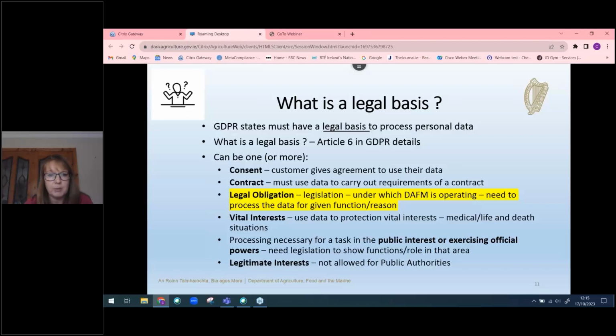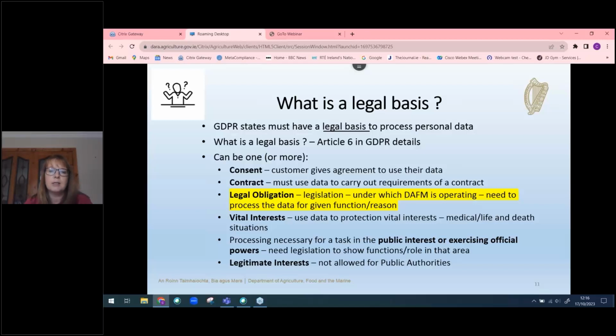For example, payment schemes, registrations, anything like that where we're gathering personal data, there is usually legislation behind that dictating what we must do. So legal obligation is our legal basis there. It's not consent, it's legal obligation, because what we are doing is in line with legislation.